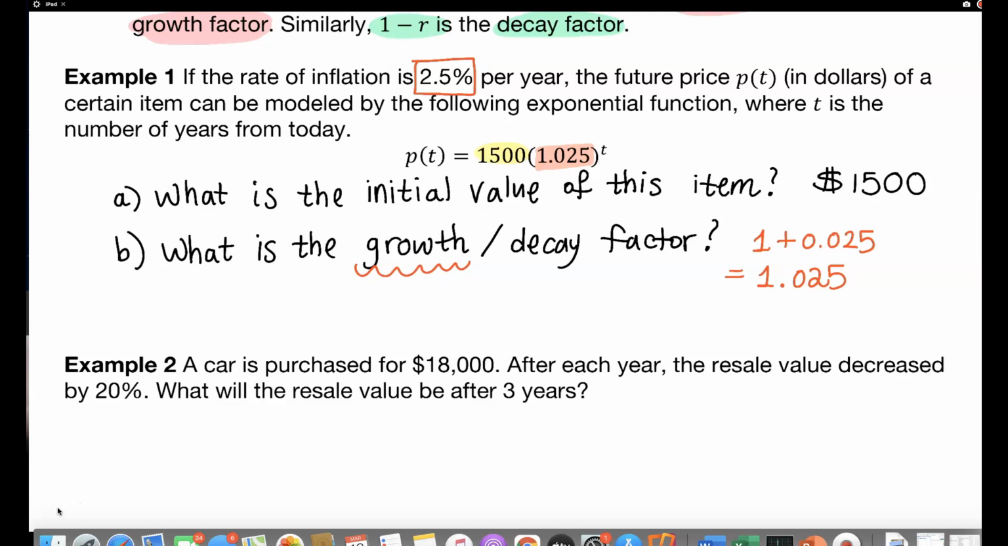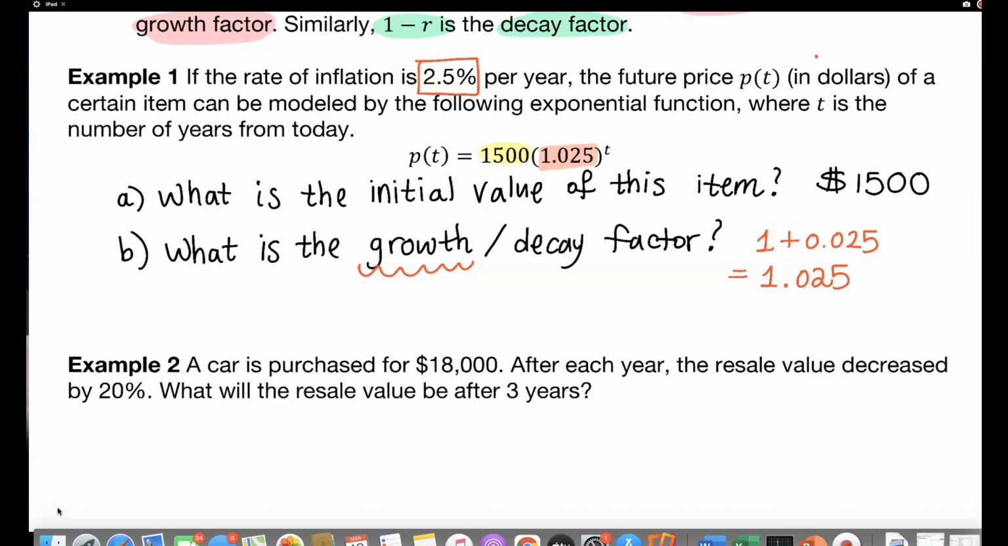If the number is smaller than 1, for example, let me make something up for you. If you have an equation that says 1,500 times 0.95 to the tth power, that will be a decay function with a decay factor of 0.95 because the base of this exponential function is smaller than 1. Okay, so we know this is a growth function with a growth factor of 1.025. Can I ask you another question?